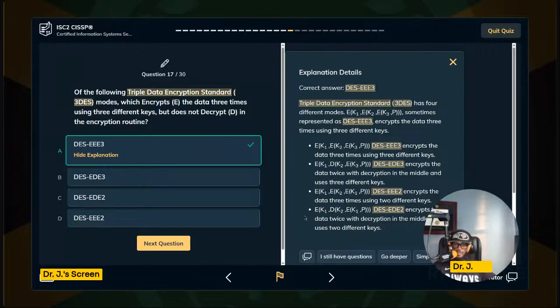Yeah, Triple Data Encryption Standard, 3DES, however you want to term it, has four different modes. So EK1, EK2, EK3, and so on. It's really hard to read. Sometimes represented as this, triple E3 encrypts the data three times using three different keys.